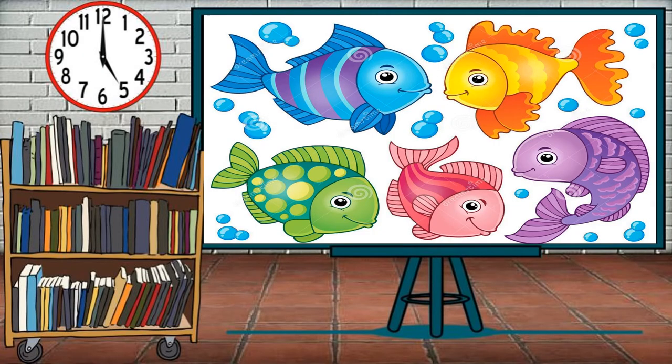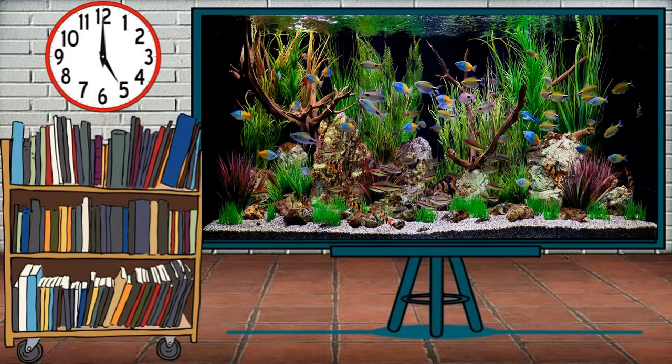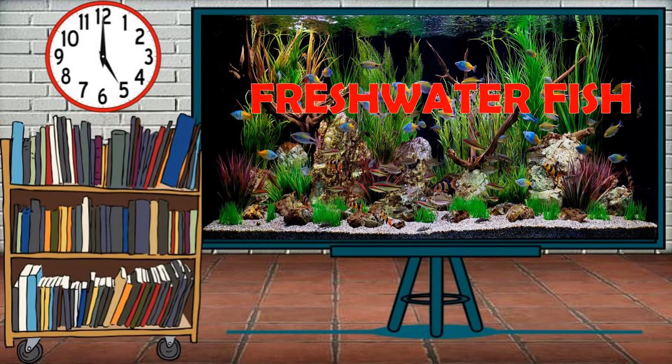Let us explore the classification of fish species. Fish can be classified into different types based on their habitats, outer layers, and nutritional values. According to the types of water in which they live and their preferential location, fish are of two types. The first one is freshwater fish. It includes the following.